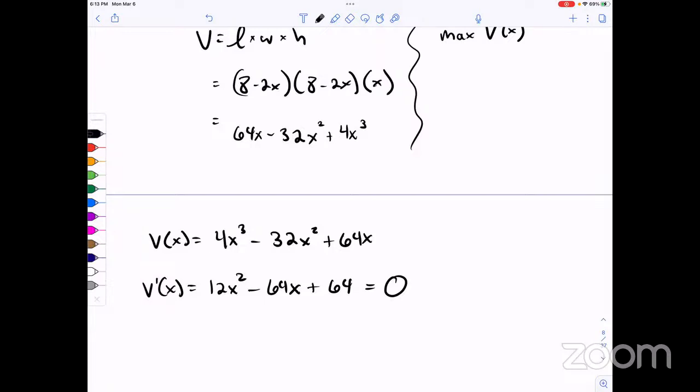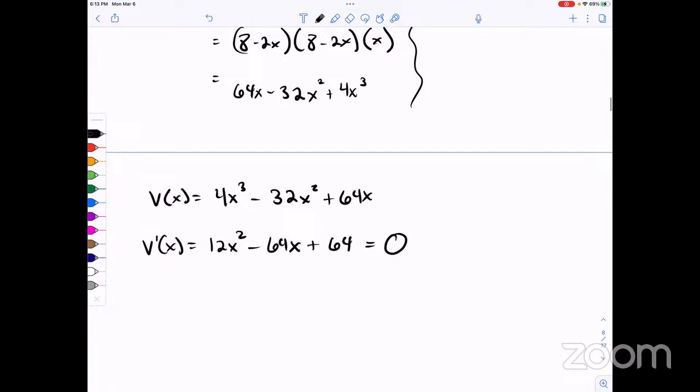Okay, so we can factor out a 4 from every term here. We're going to get 3x squared minus 16x plus 16.